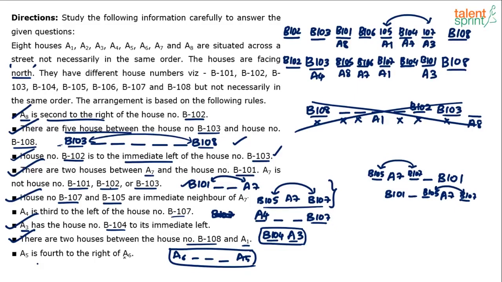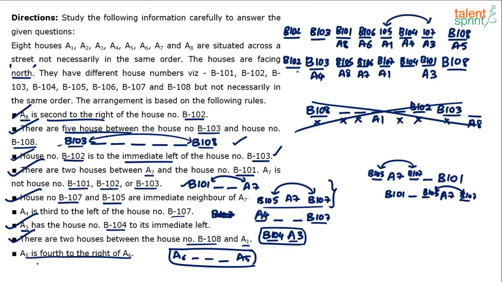A5 is fourth to the right of A6. Let's use this now. So A6 dash dash dash A5. Fix it. Let's say if A6 comes here, dash dash dash A5. Not possible. A6 dash dash dash A5. Not possible. Yeah. So the only possibility is this is A6 and this is A5.